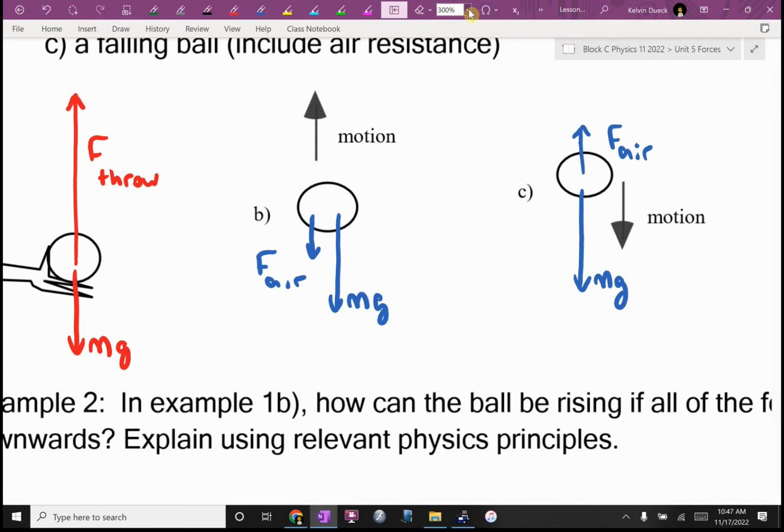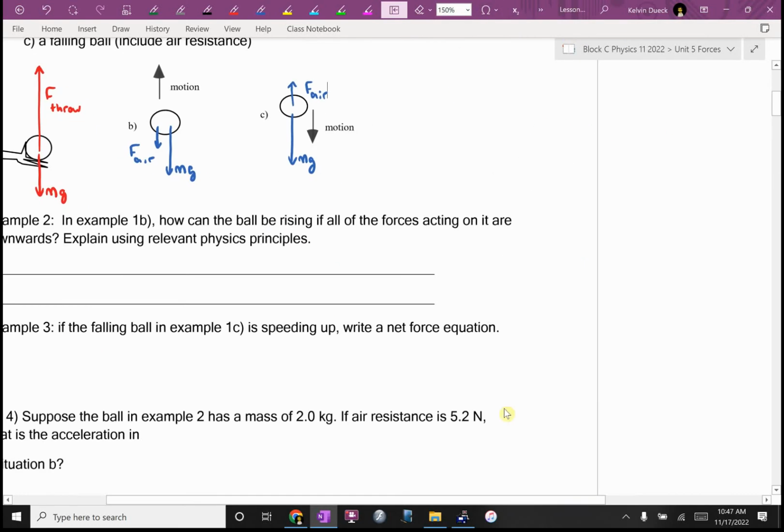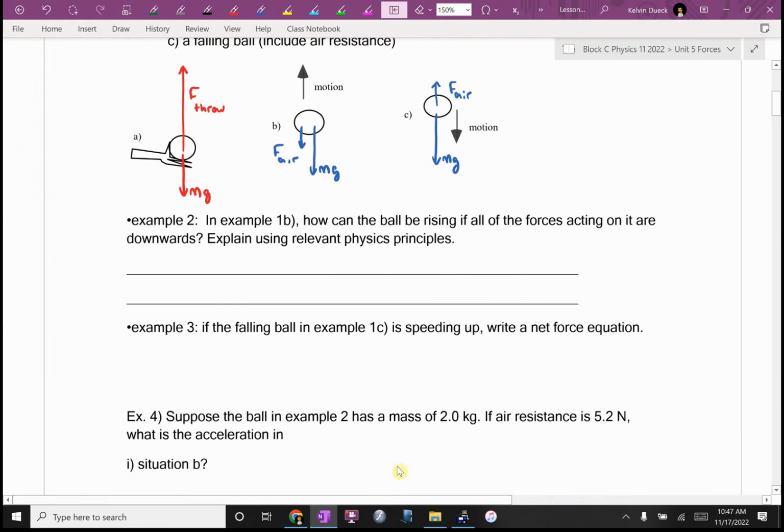Diagram B is a little interesting to me. How can, in diagram B, the ball be going up when all the forces are pointing down? Or have we screwed up? How can the ball be going up when all the forces are pointing down? Is that a hand up? Oh, no.